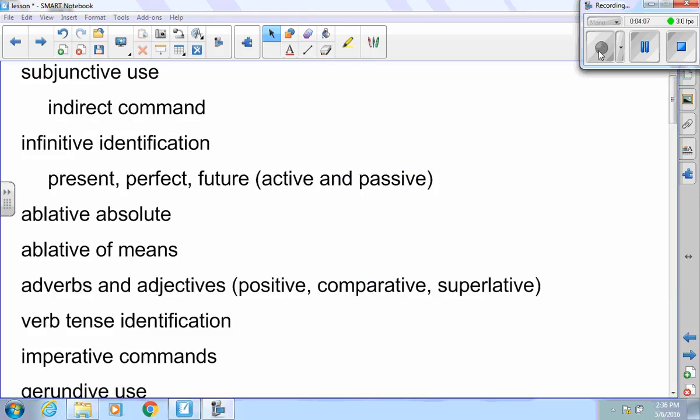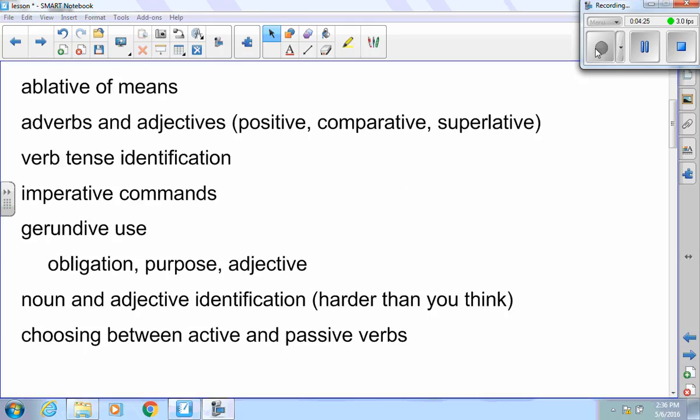Okay, so going back, we did subjunctive use, we did infinitive identification, ablative absolute. I'm not going to go over the ablative of means, nor am I going to go over adverbs and adjectives, positive, comparative, superlative. That's on there. I'm not going to go over it. Verb tense identification, I'm going to let you practice that here in a second. Imperative commands, I talked about. Gerundive use is a fairly large part of the test, so I gave you plenty of that. Noun and adjective identification, this is harder than you think it is. I'm going to let you practice that once at least. You can do it. Choosing between active and passive verbs, we'll let you do that in a second.